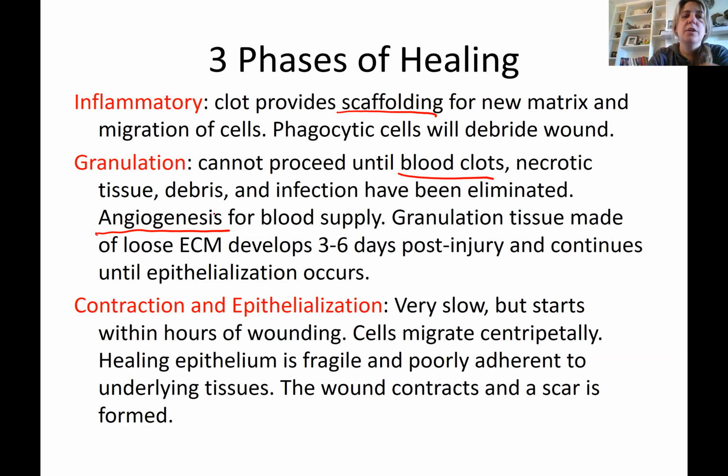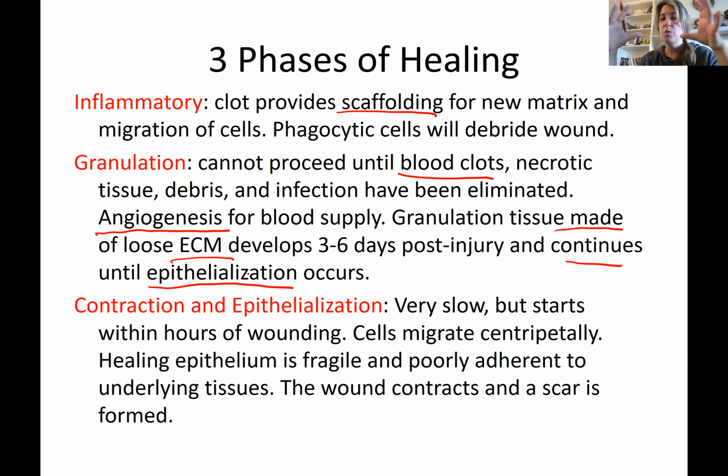And in granulation tissue, we're going to have angiogenesis, which is new blood vessels for blood supply. And it's made of a very loose extracellular matrix, and I already talked about this. You need to be careful to make sure that the granulation tissue is healthy. Sometimes you need to remove it, and sometimes you want to leave it alone so it can start to heal. Granulation is going to continue until epithelialization happens, which is a deposition of skin cells. The third phase of the healing is contraction and epithelialization.